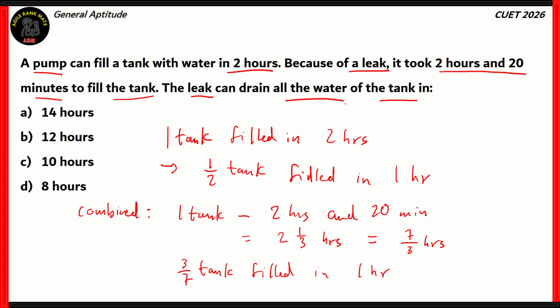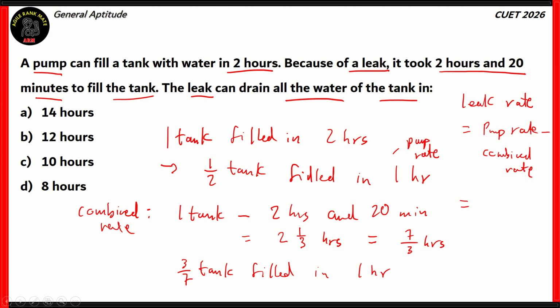Now we need to find out how fast the leak can drain a full tank. In order to do that, we need to identify the leak rate. So we know the combined rate, we know the pump rate. So the leak rate is basically the pump rate minus the combined rate. Because if the pump worked alone, it would fill the tank in 2 hours. However, the combined rate is slower. It takes 7/3 hours, which is 2 hours and 20 minutes.